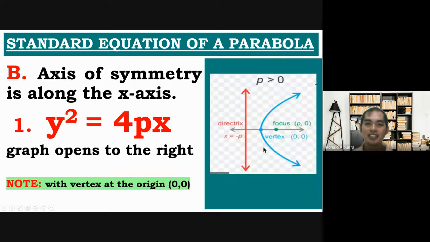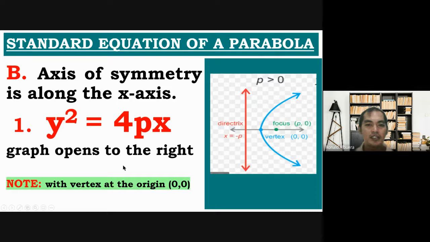So this is the illustration. Ito yung graph, opens to the right. Remember, ang focus niya laging nasa loob ng graph at yung directrix niya ay nasa labas. It's aligned, okay? Perpendicular to the axis of symmetry.